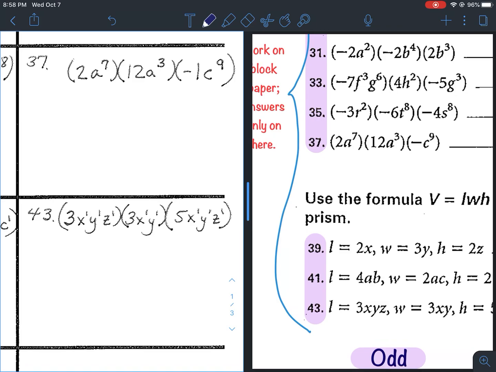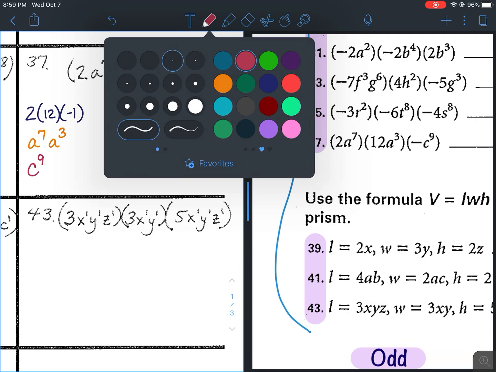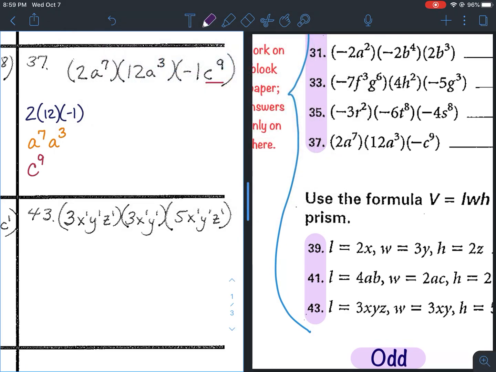Start by grouping your coefficients. So I have a 2, a 12, and a -1. Then I group my like terms, or my like variables, I should say. So I've got a to the 7th and a to the 3rd. Then I have c to the 9th. So now I'm ready to actually find my answer.